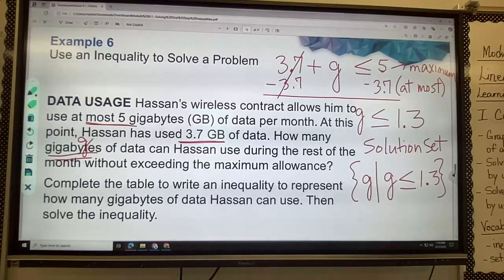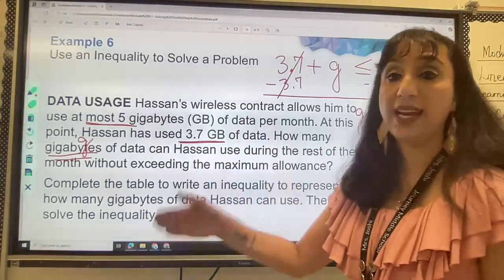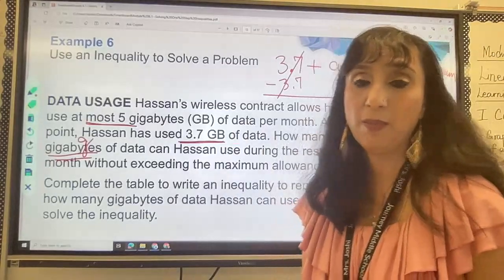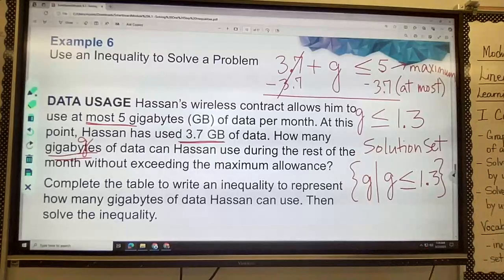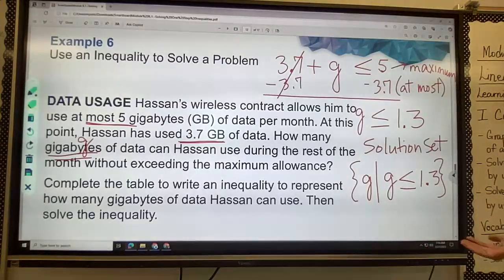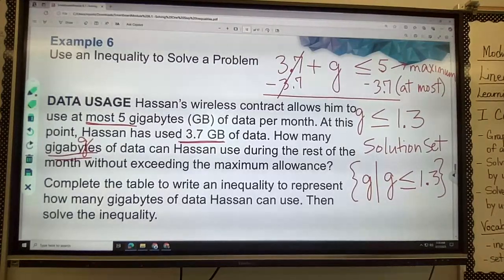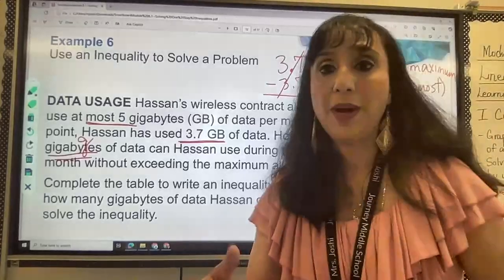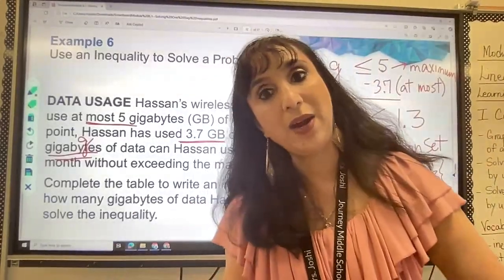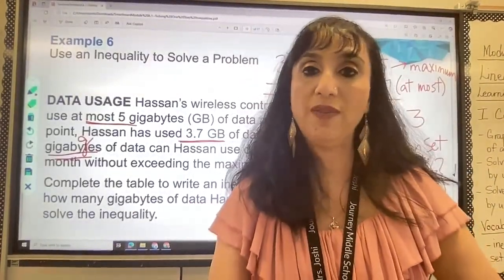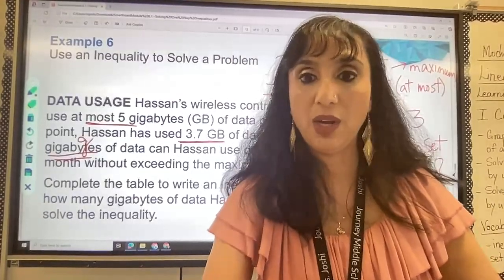Notice that negative numbers are solutions to the inequality, but they are not viable solutions to the problem, because Hassan cannot use a negative amount of data. So even though it is a solution to the inequality, we are not going with negative numbers over here. Now let's talk about a few problems where we are doing multiplication or division properties of inequality.